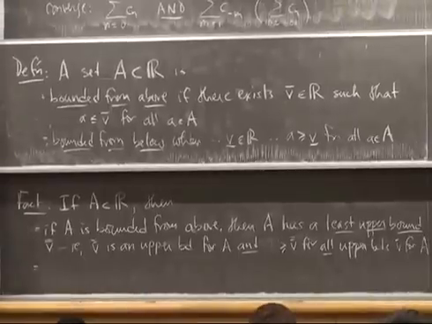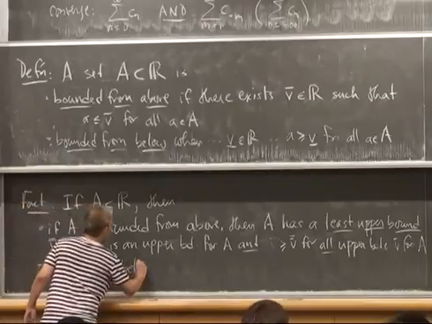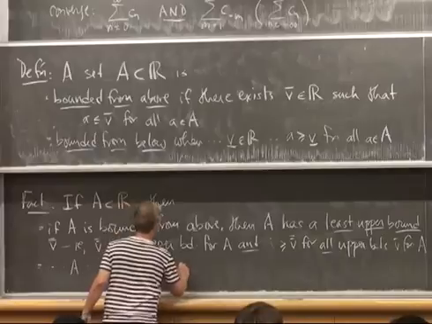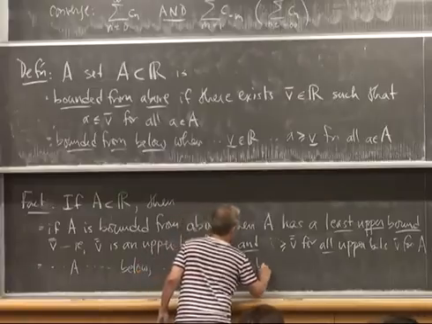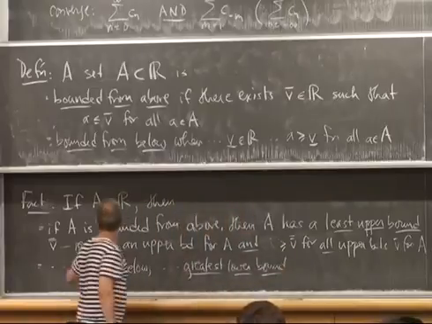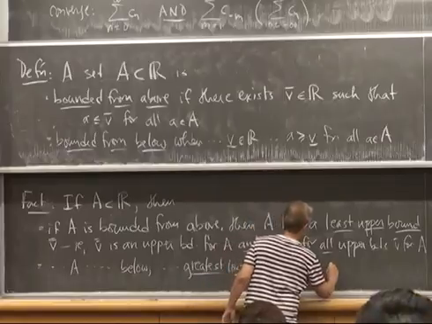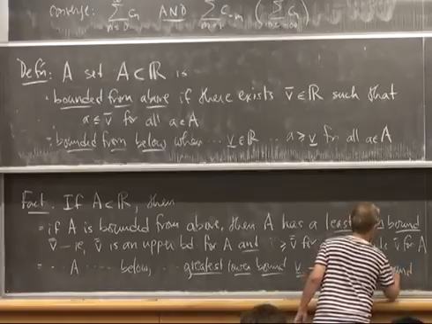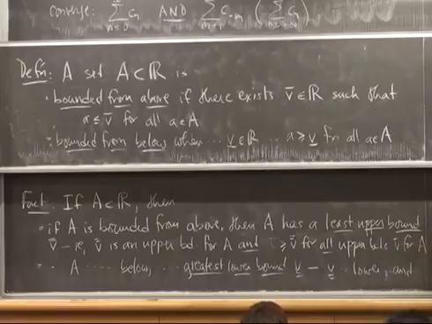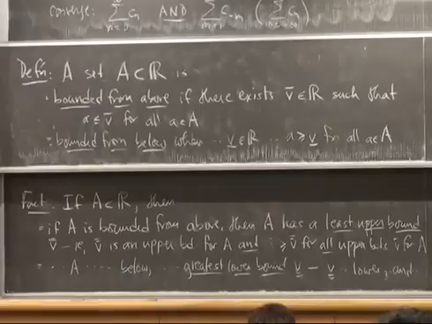And similarly, you can go through the same drill with below. So if A is bounded from below, then A has what's called a greatest lower bound, and I'm going to call it V double underbar. That is to say, V double underbar is a lower bound for A, and every other lower bound for A is less than or equal to V double underbar.